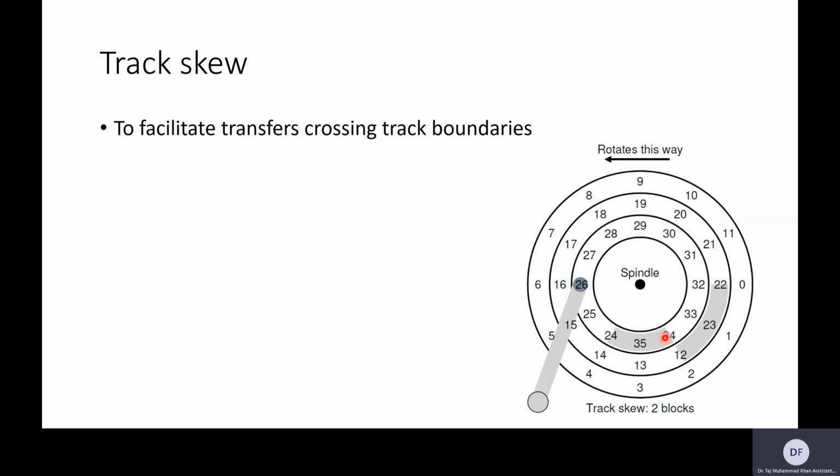All these calculations have already been done by the disk manufacturer, and according to their seek delays, they arrange their sectors in such a way that when the arm starts moving from the middle track to the inner track, sector 24 is placed at such a distance that by the time the arm arrives here, sector 24 would have moved under the head. The head can now continue reading from sector 24 after sector 23. So this track skew is basically to facilitate transfers which cross track boundaries.